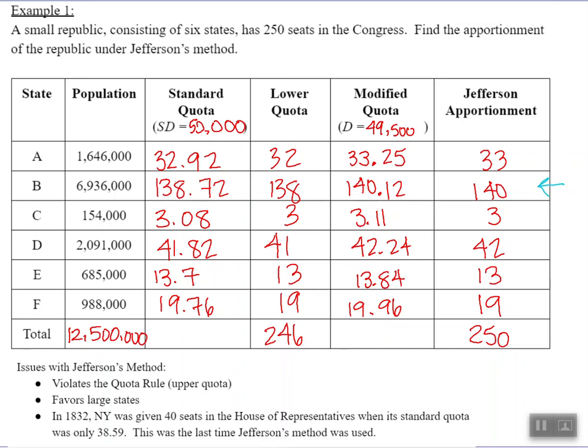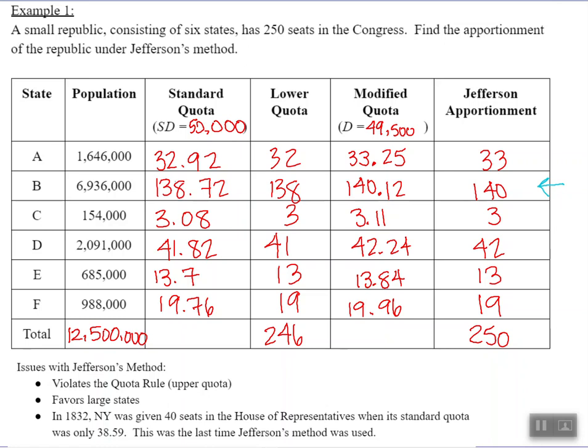Well, that's because the Jefferson method favors large states. In 1791, Virginia was the largest state. Jefferson was from Virginia. It made sense that he would want to come up with a mathematical model that favored his home state. Jefferson's method was used until 1840.